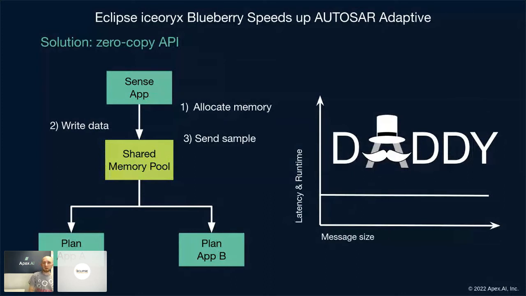And the subscribing applications or software components just read from the very same memory location. So we only have a single copy. As you can imagine, as depicted on the right side here, the latency runtime then becomes independent from the message size. And beginning in 2009, this was first implemented with the DADI middleware.